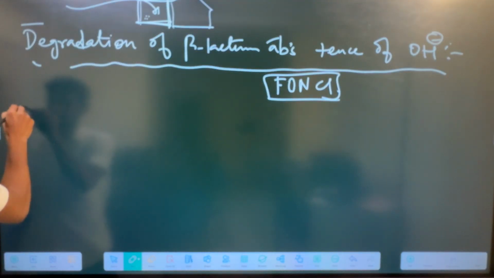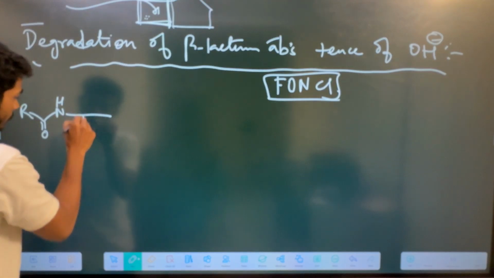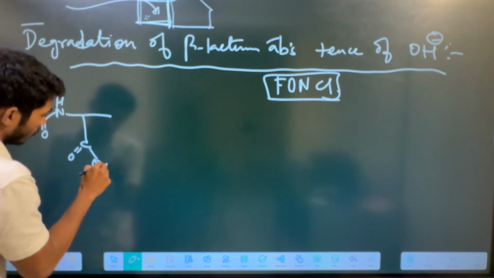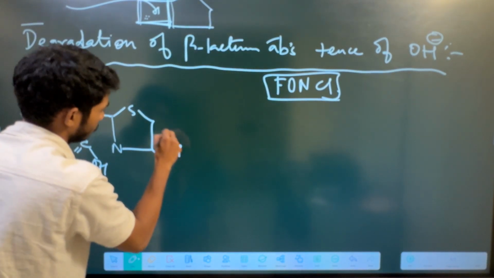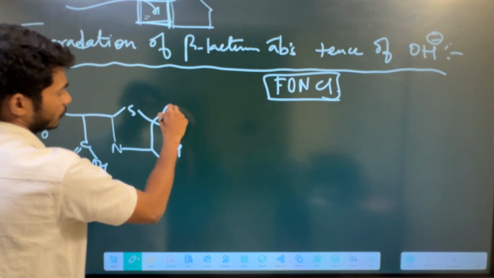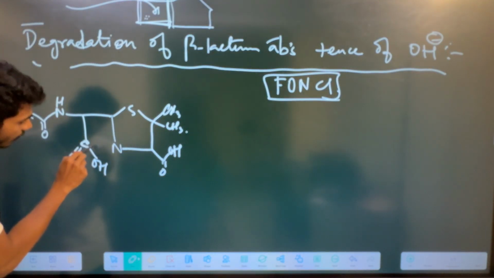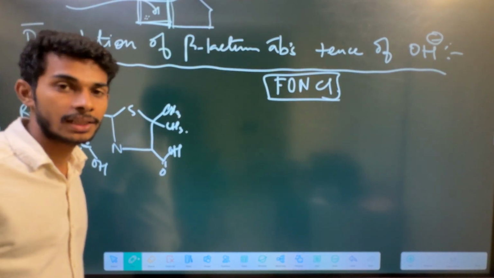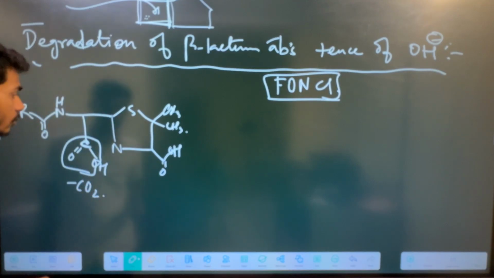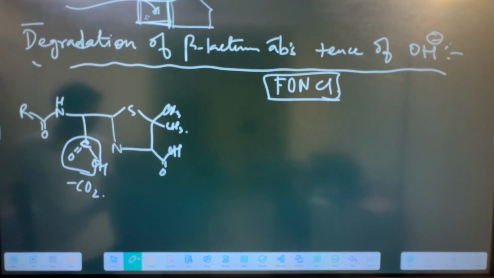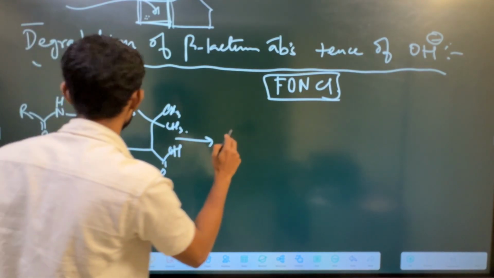So that structure was like that, right? R C double bond O, single bond NH, and along with that, one carbon was there, double bond O, single bond OH, and another nitrogen is there. It is connected like that. Right? Now, what will happen? See, if any single carbon is having 2 oxygen on that, it is unstable. So CO2 will be removed from there. Once CO2 is removed, that is called decarboxylation. That is called penicilloic acid.